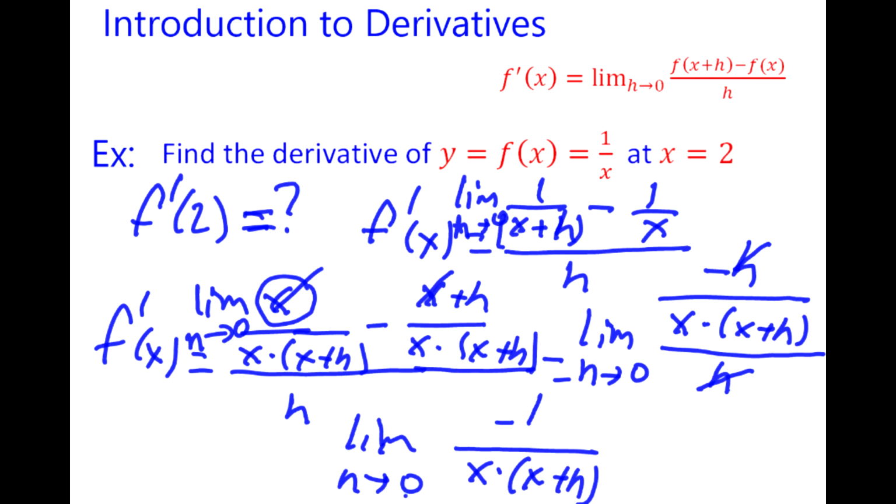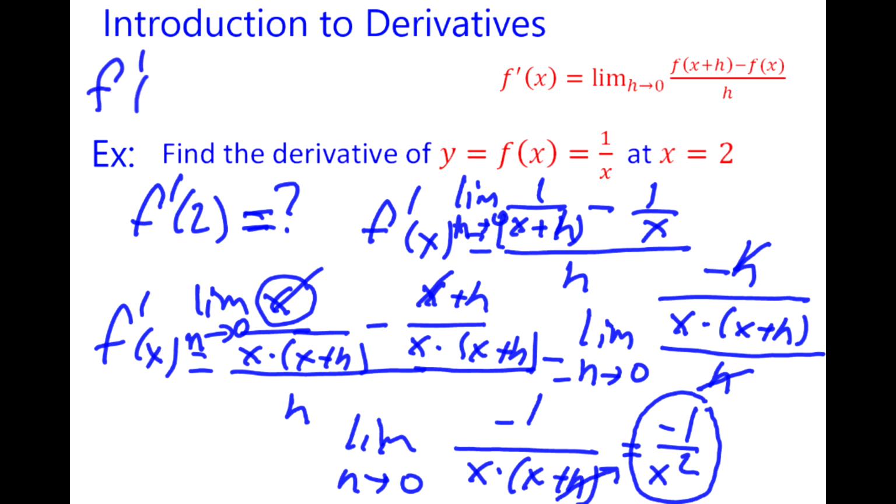And now when h goes to 0, that is 0 also, so this is going to be negative 1 divided by x squared, guys, because x times x is going to be x squared. So this is the derivative of f of x, guys. So f prime of 2 means we need to plug 2 in x, so we're going to have negative 1 divided by 2 squared, which is 4, guys. So the solution of the question is negative 1 divided by 4, guys.